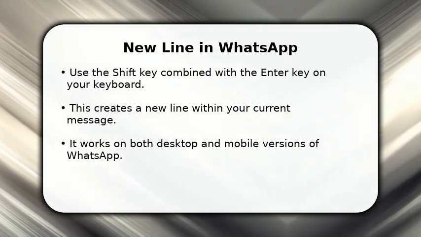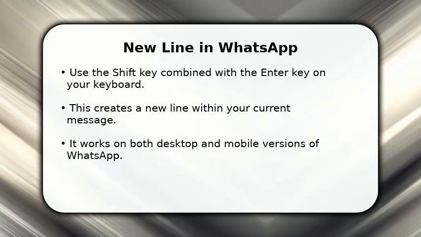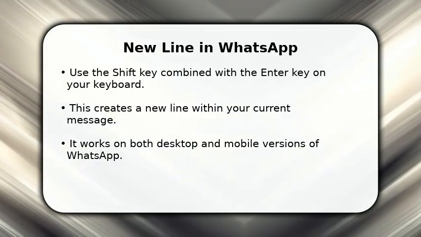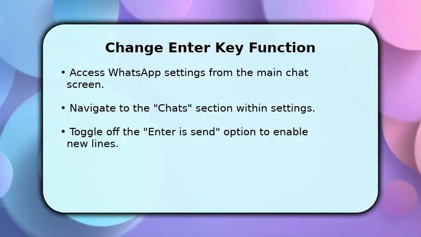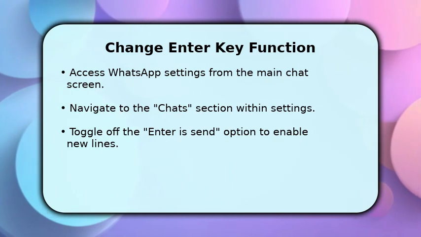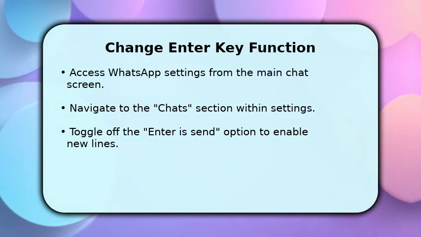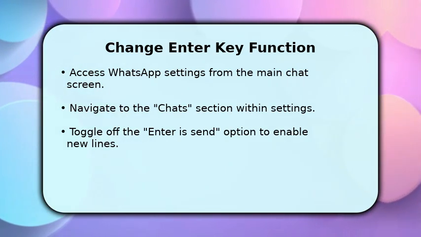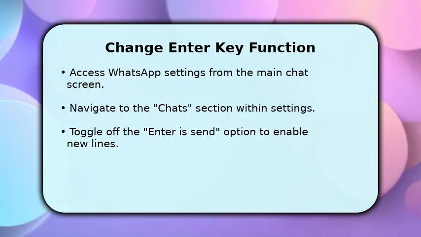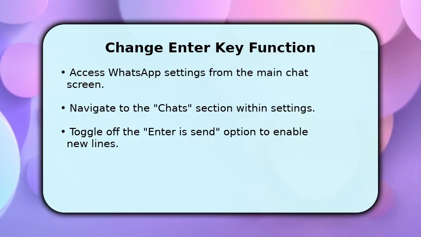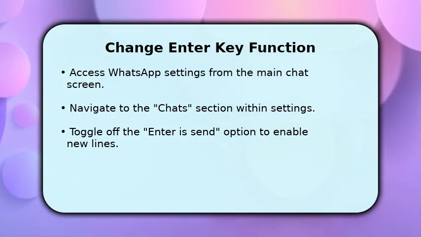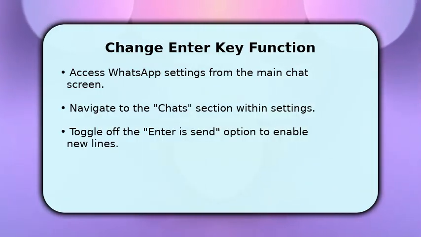It's a quick and efficient way to break up long texts or create lists directly within your chat, enhancing your communication flow. Another convenient method involves adjusting your WhatsApp settings. Go to your WhatsApp settings, then select Chats. Here, you'll find an option labeled Enter is Send. If you disable this, your Enter key will then create a new line instead of sending the message. This is particularly useful if you prefer a single key press for formatting.